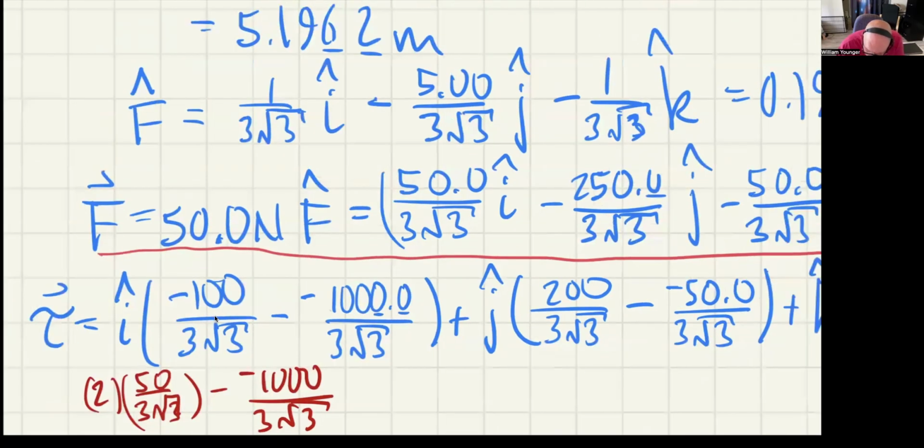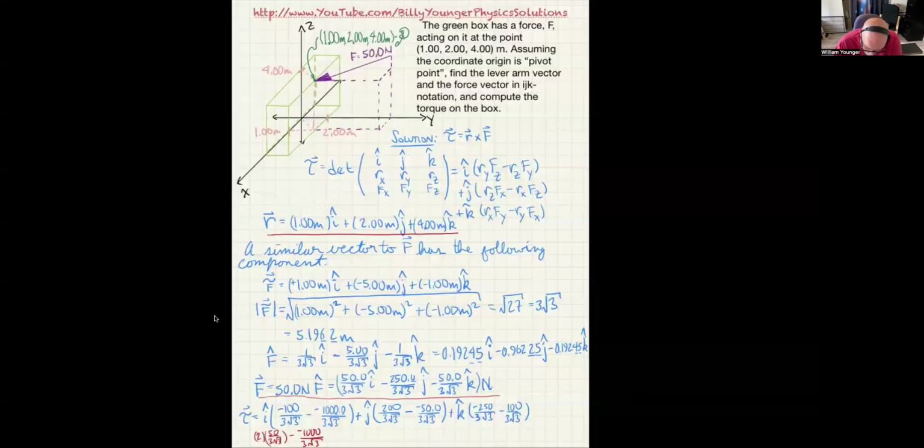Technically, neither of those are sig figs. And all of this, of course, is coming out in Newton meters. So I checked that one. Now let's check J. That's supposed to be RzFx. Well, Rz was 4. So writing this down here, we should get 4 times Fx.